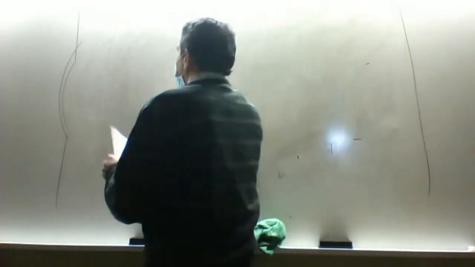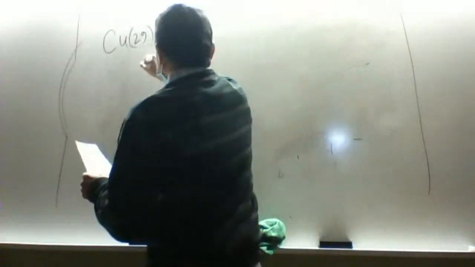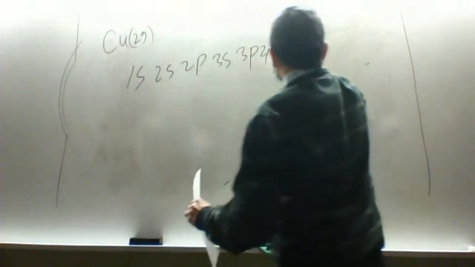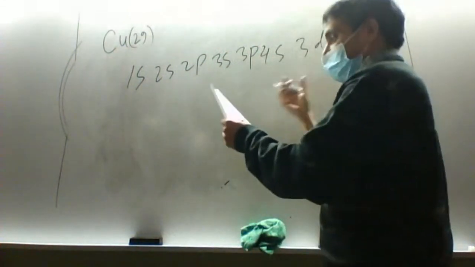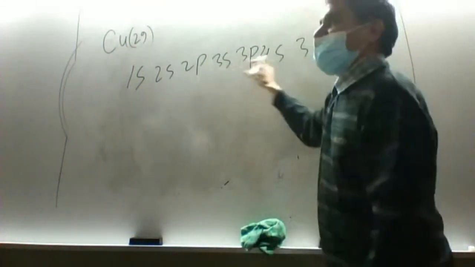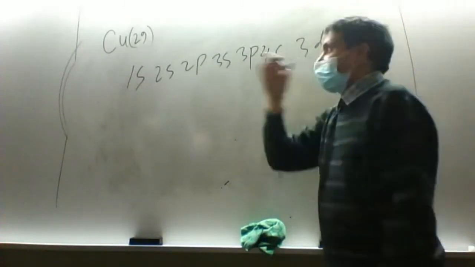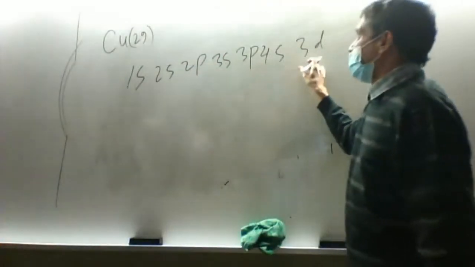So I'm going to write copper. Copper. Look at the periodic table. There are 29 electrons. So we have 3 minutes. Let's finish this one. You are just going to write as 1s, 2s, 2p, 3s, 3p, 4s, 3d, something like that. This order is always the same. I will tell you later why this order is always the same. So always you are going to write, no matter where, 1s, 2s, 2p, 3s, 3p, 4s, 3d.